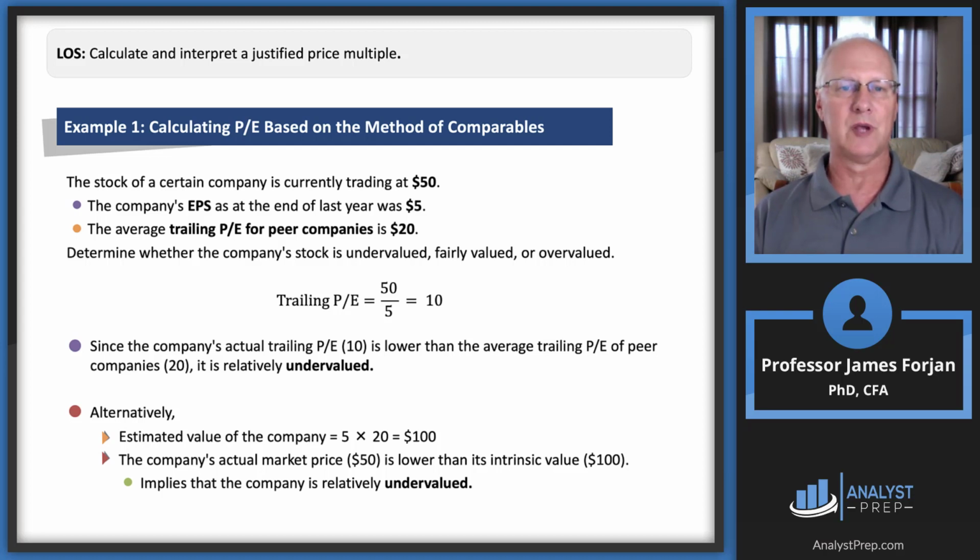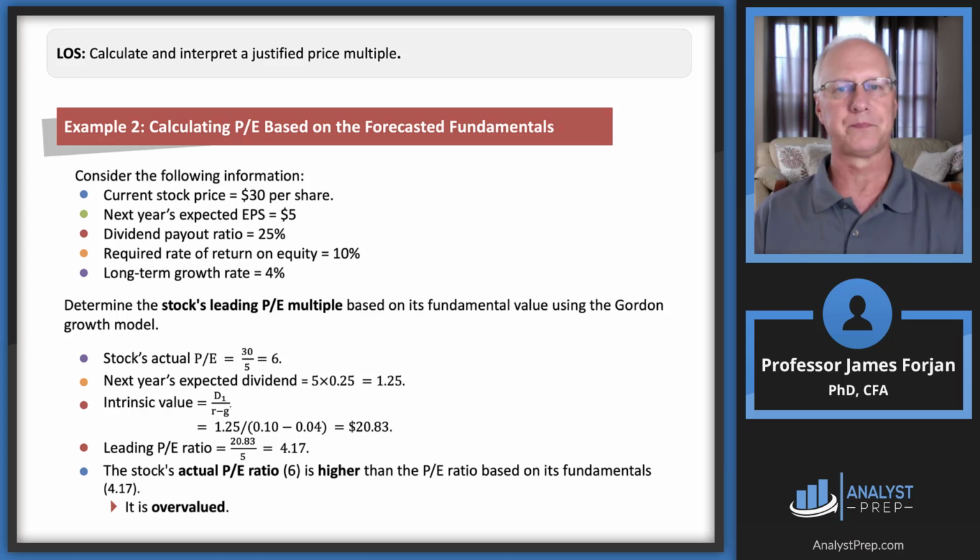The average trailing PE for peer companies is 20. So that means that investors are willing to pay $10 for our $1 in earnings, but our peer companies, they're willing to pay $20. So we could probably make the conclusion that this company is undervalued. And there's an alternative calculation there at the bottom of the slide.